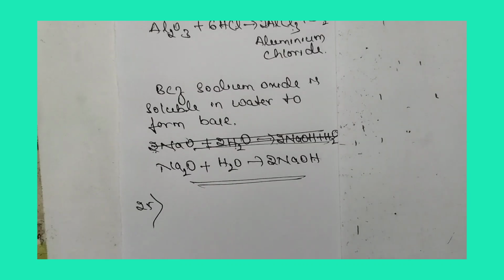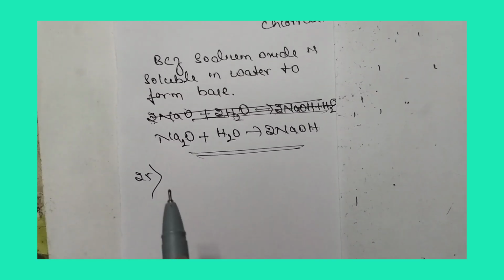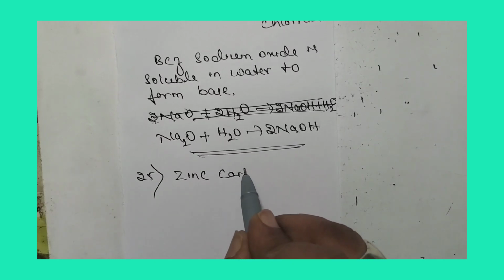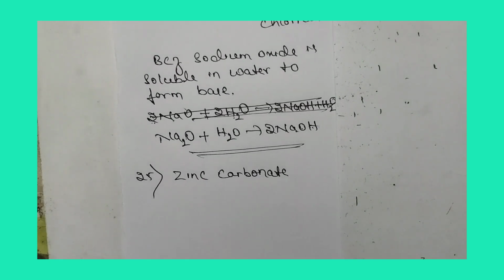So now the 25th question is, how is zinc metal extracted from zinc carbonate and zinc sulfide? Let us answer this question now. First I will take zinc carbonate. Zinc carbonate is an ore of zinc. So from zinc carbonate, how to get zinc?